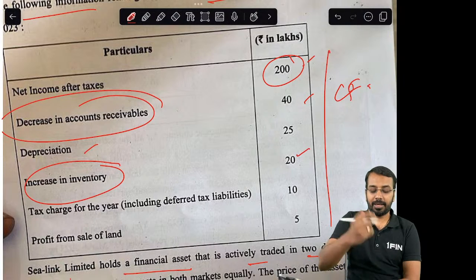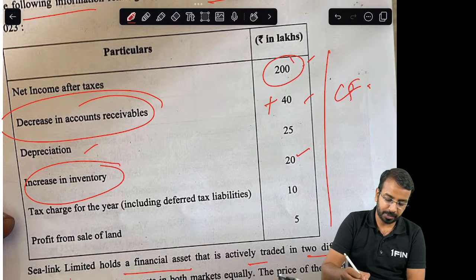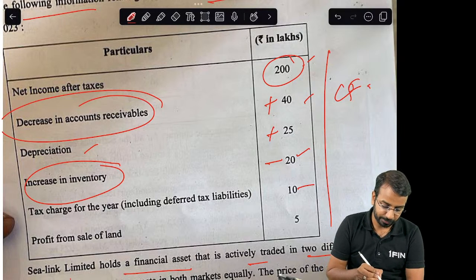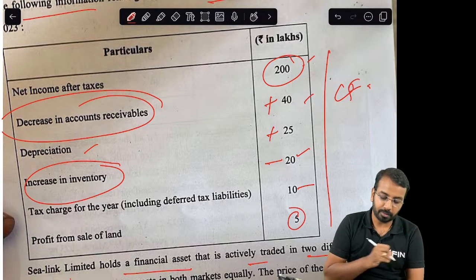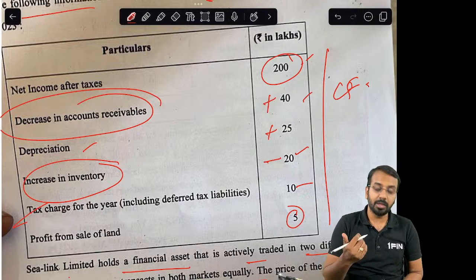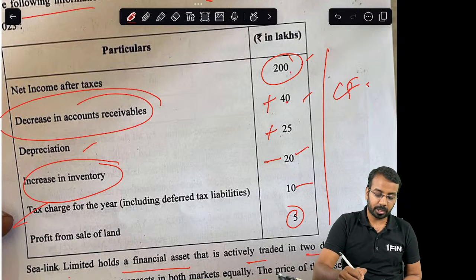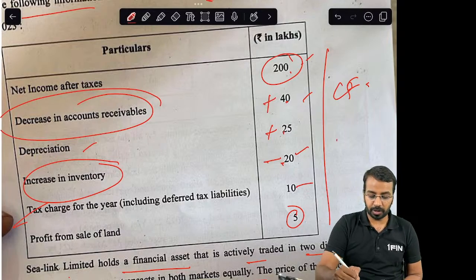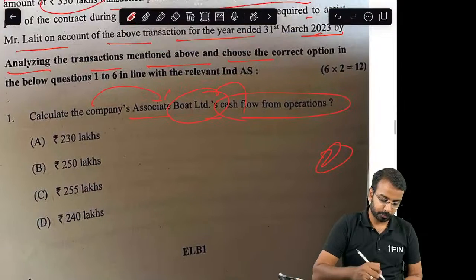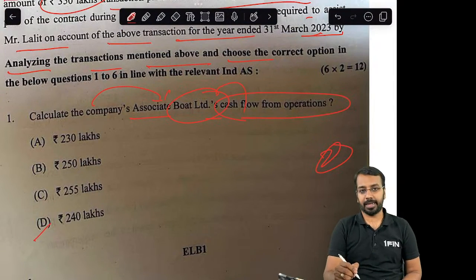Decrease in account receivable. If account receivable decreases, you add it. Depreciation you will add back. Increase in inventory you will reduce. Tax charge, this will be part of your tax charge itself. Profit from sale of land, 5, right? Now they have not given what is the taxes paid, so we can say this itself is the tax paid. 200 plus 40, 240 plus 25, 265 minus 20, 245, 245 minus 5, 240. So we have the option 240, which is the correct answer, right?